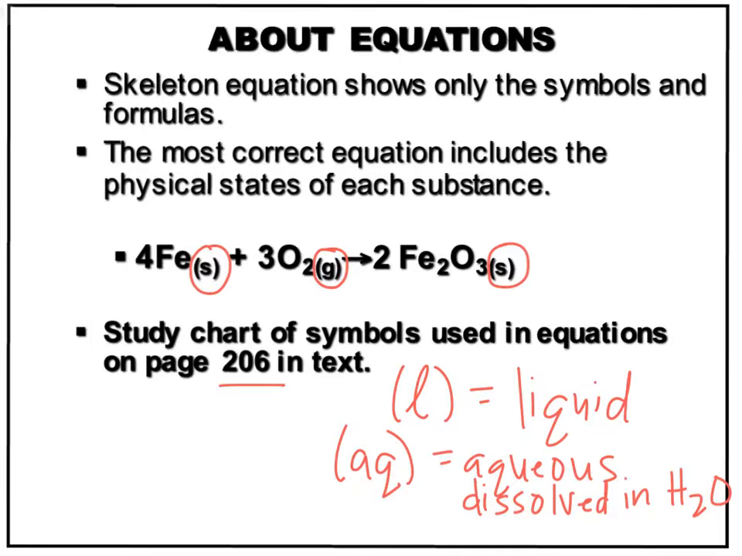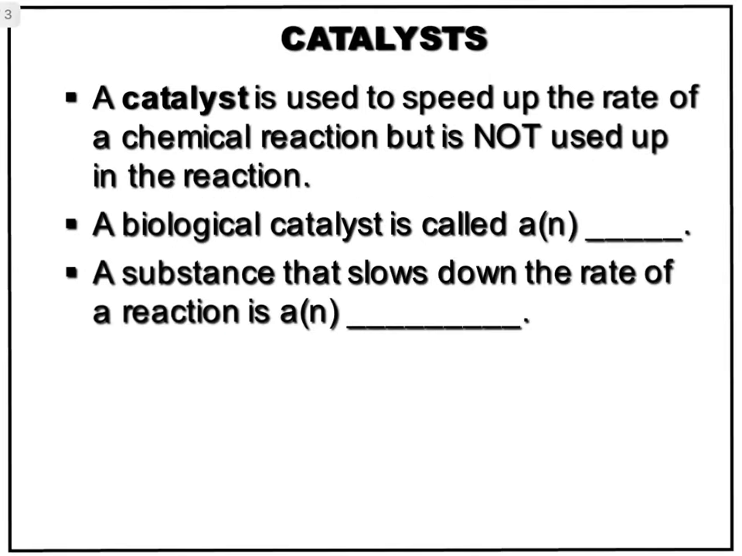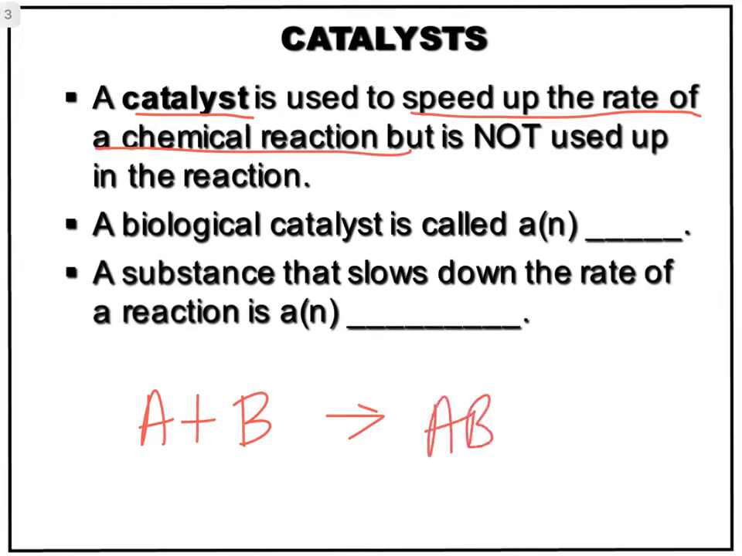All right, so look what we have next. The last thing I want to talk about today are catalysts. Catalysts are basically used to speed up chemical reactions. They are used to speed up chemical reactions. So if we have a chemical reaction, let's just say it's A plus B, that gives us AB. Catalysts are typically written above the arrow because they are not being used up in the reaction. So they're not written as a reactant or a product. We just write it above the arrow.